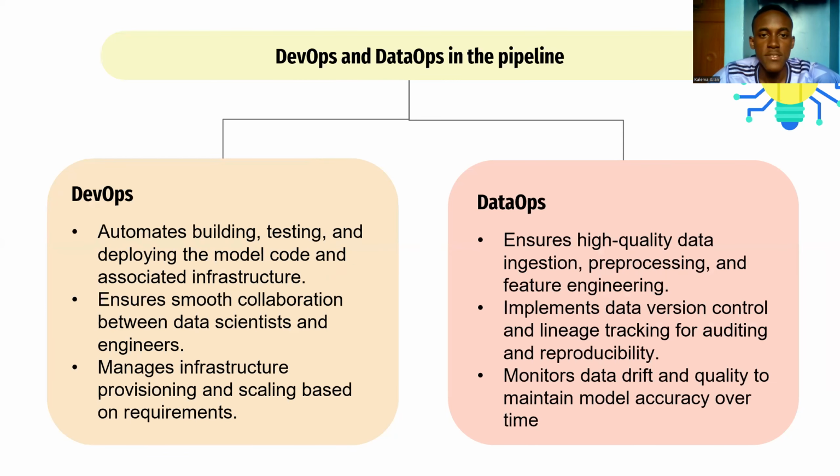Now, DevOps in the timeline. In other words, how is DevOps or DataOps applied in my project? Well, it automates the building, testing, and deployment of the model code and associated infrastructure. It ensures smooth collaboration between data scientists and engineers, and it manages infrastructure provisioning and scaling based on requirements. DataOps ensures high quality data ingestion, preprocessing, and feature engineering. It also implements version control and lineage tracking for auditing and reproducibility.